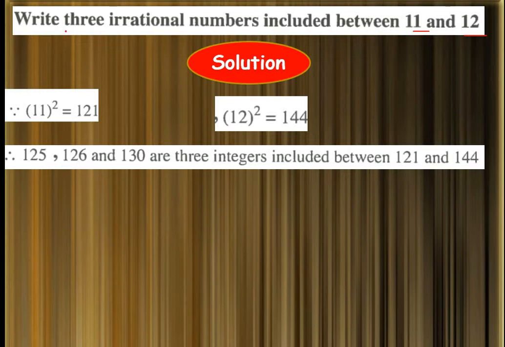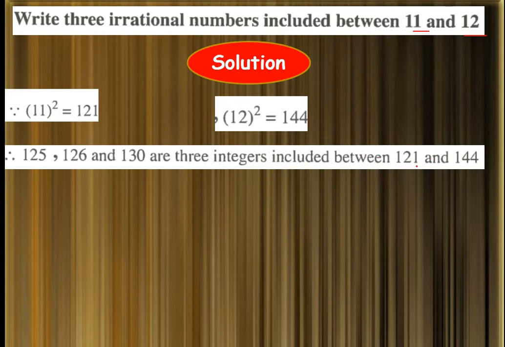And we need only 3 irrational numbers. So we take only 3 numbers like 125, 126, 130. We can also take 127, 129, 131, 134, and so on. We choose 125 and 126 and 130, between 121 and 144.